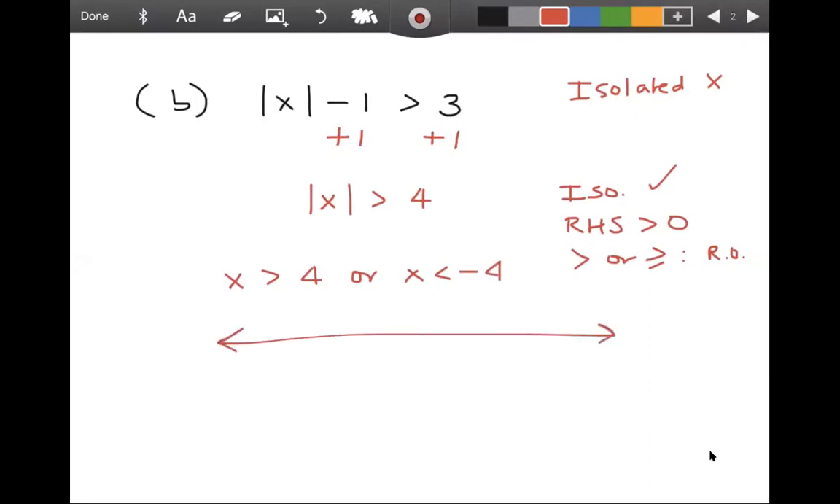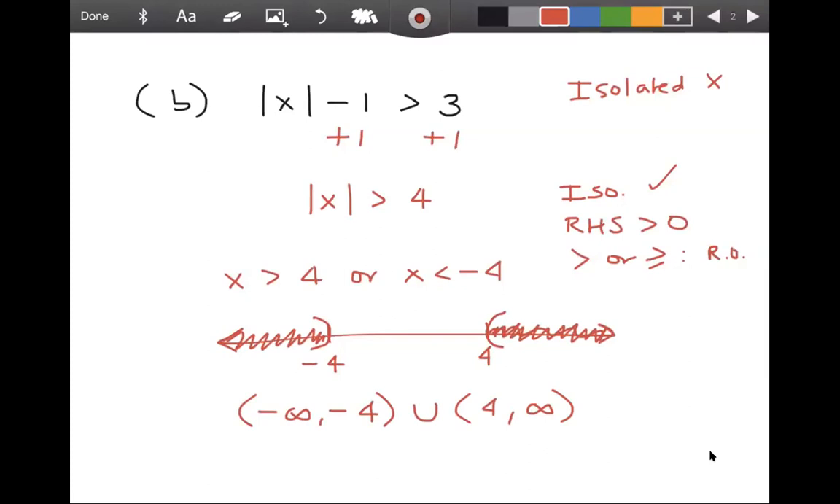which on a number line looks like this. This time the endpoints are not included. So in interval notation, this looks like -∞, -4 with a parenthesis, union 4, comma infinity.